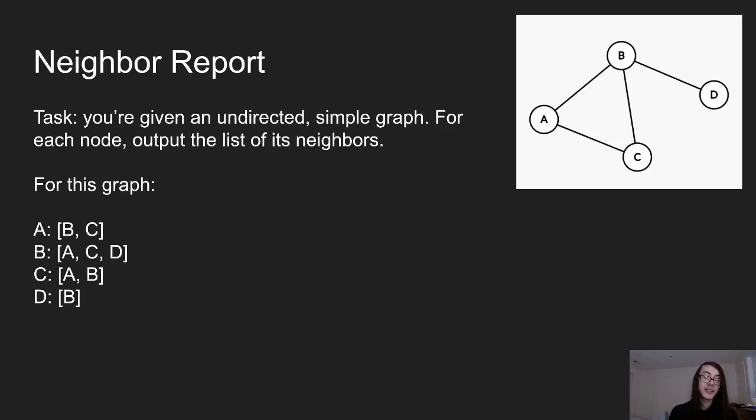All right, now we'll quickly go over a problem to help you make sure you understand the stuff I just talked about. You're given an undirected, simple graph. Remember, simple, no duplicate edges, no edges from a node to itself. For each node, output the list of its neighbors.